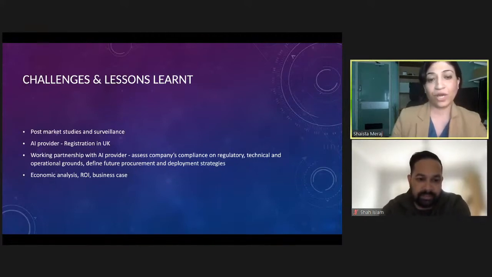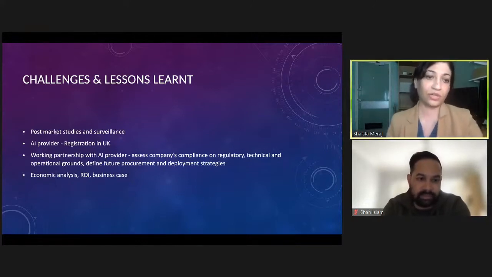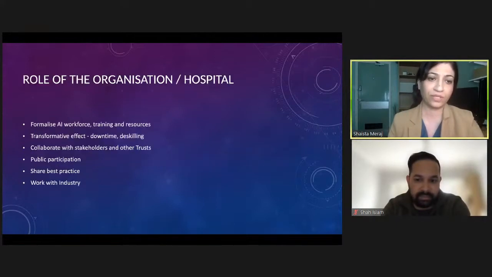Finally, it is important to have a health economic analysis of the AI tool and determine the return on investment. This will also help in the business case for future procurements.